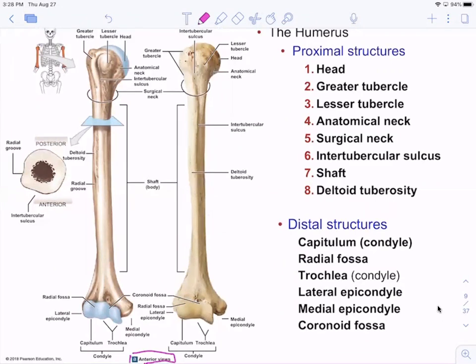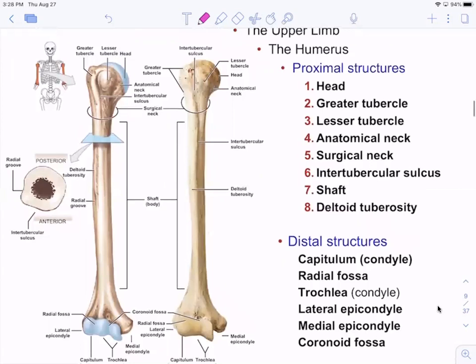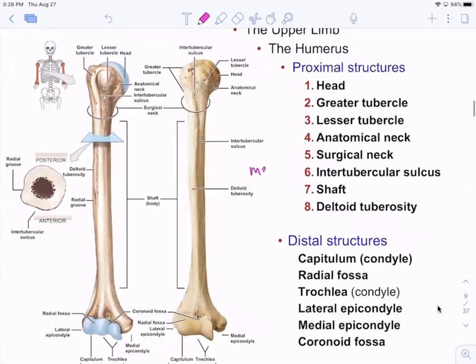And the next thing you kind of want to know is which side is medial and which side is lateral. So this is the front of the humerus. And I could tell you right now, this is going to be the medial side, and this is going to be the lateral side, right, of this bone. And I know this because the head of the humerus is going to point medially, because it is part of the glenohumeral joint.